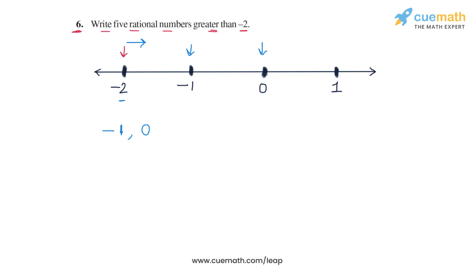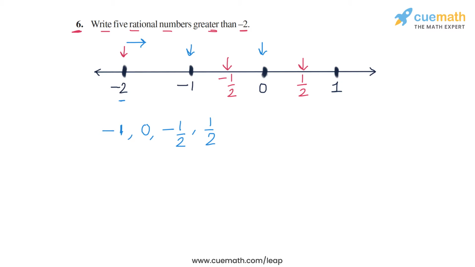And now let's pick 3 non-integer rational numbers. So let's pick the midpoint of minus 1 and 0. This will be minus half. So minus half is a rational number greater than minus 2. Then let's pick the midpoint of 0 and 1. This will be half. So half is another rational number that is greater than minus 2.